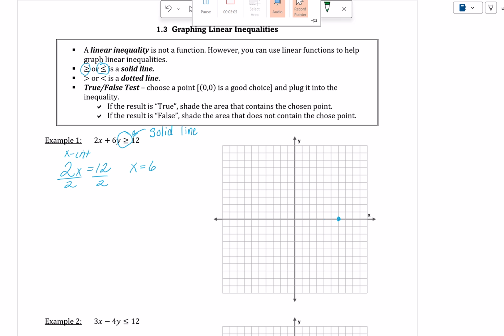And then we're going to find our y-intercept by putting a 0 in for x. So then we just take our y term and solve that for y. So divide by 6. y equals 2 is my y-intercept. So I'm going to go to 2 on the y-axis and put a point. So notice I'm not using a slope. I'm just picking my points. And then we said this is a solid line, so I'm going to draw a solid line. It's not very straight.